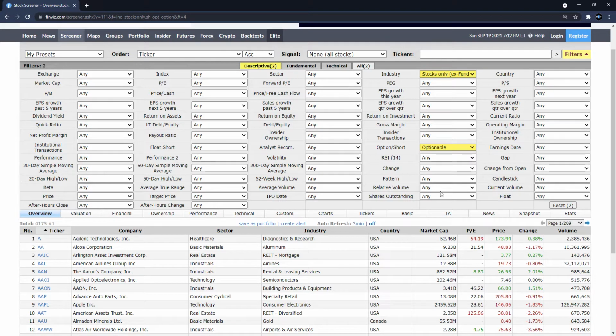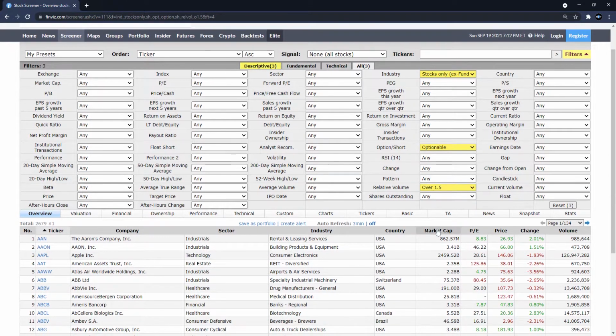What we want to do is for it to be over 1.5, or at least just over 1. We don't want it to be under 1. We want the stock's volume that day to be 1.5 times its average volume. So we want it to be over 1.5. As you see, we're left with 2,679 stocks.